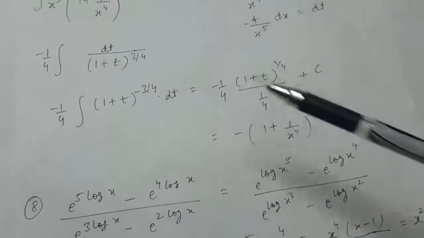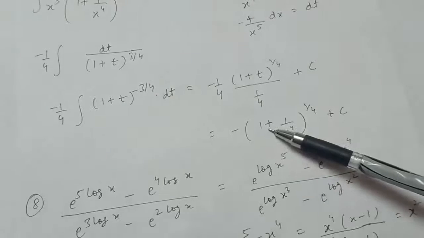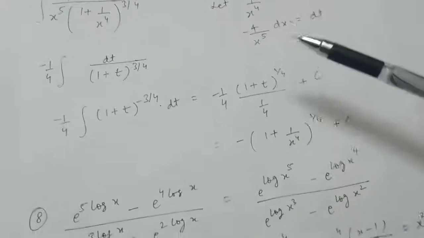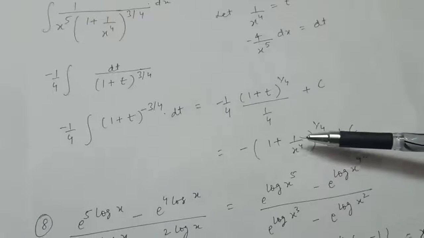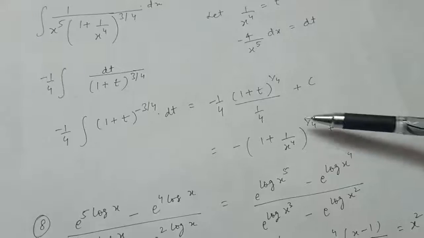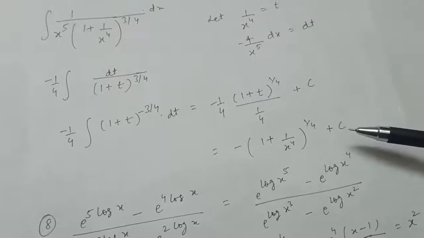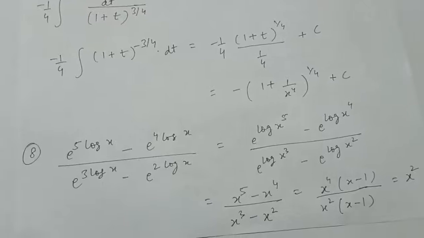Now this 1 by 4 will get cancelled. You'll get minus 1 plus, in place of t, we have assumed this. So write down in place of t 1 upon x raised to the power 4 whole raised to the power 1 by 4 plus c. Clear? Now question number 8 is very simple.